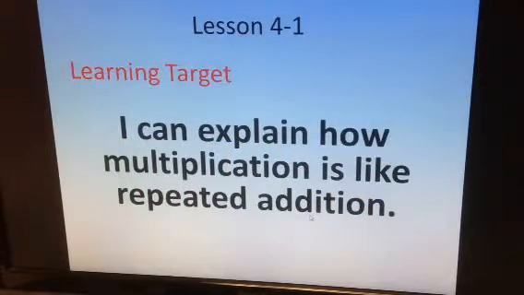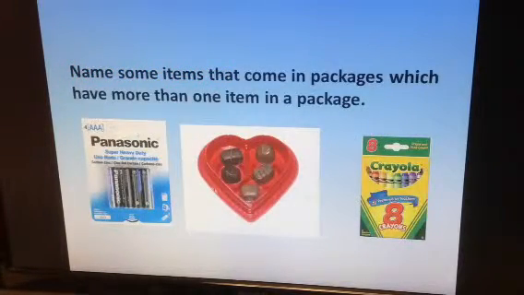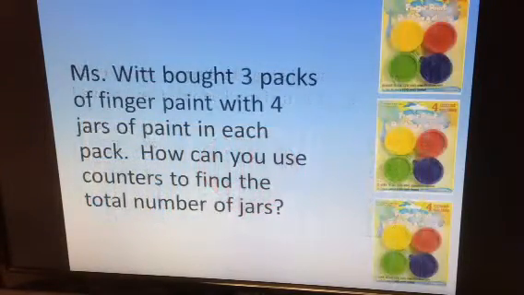Our learning target: I can explain how multiplication is like repeated addition. Name some things that come in packages that have more than one item in a package. I was thinking of batteries, chocolates, and crayons all come in packs with more than one in a pack. Here's a problem to puzzle over. Mrs. Witt bought 3 packs of finger paint with 4 jars of paint in each pack. How can you use counters to find the total number of jars?